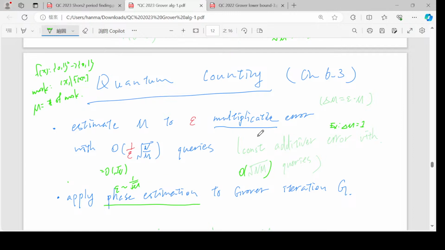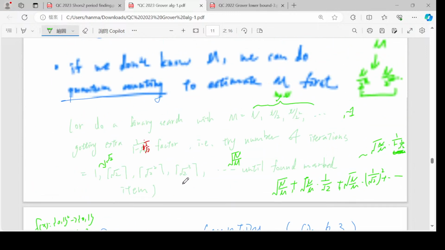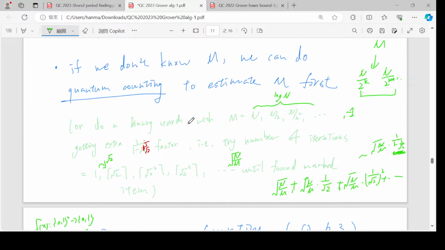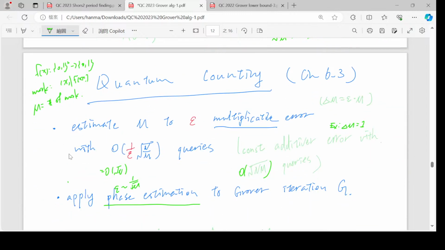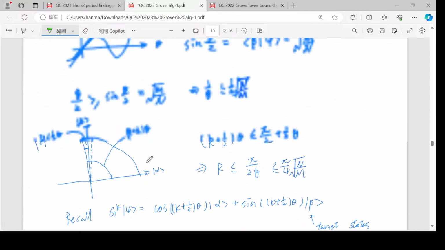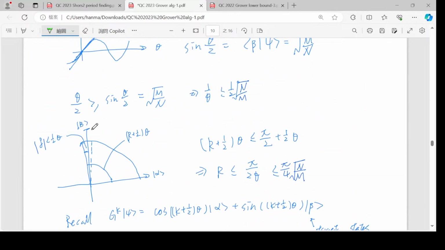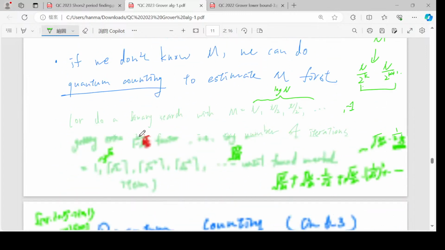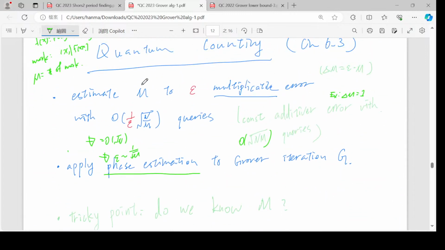So if your relative error is 1 over square root n, so it's less than a constant, then this will be enough to do your Grover search. So the idea is you use quantum counting with this many queries, then you get m to this relative error, and then you just use this number of steps. So you just rotate your Grover search with the m you estimate, then you will have a very good probability of getting a marked item in your Grover search.